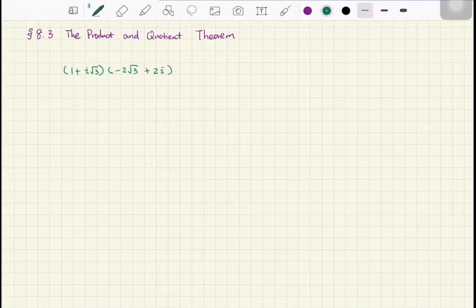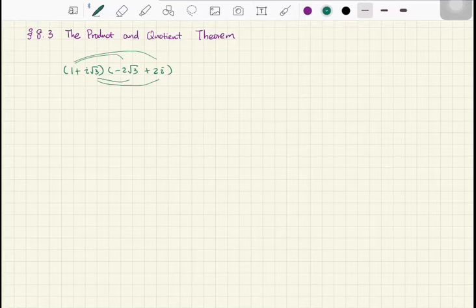So in section 8.3, we're going to be talking about two theorems, the product and the quotient theorem. The reason for talking about those two theorems is that when we have the rectangular form and try to multiply two complex numbers, it is very easy. We can just follow the FOIL method. For example, 1 plus i square root 3 times negative 2 square root 3 plus 2i. To do it, we can just use the FOIL method and it's pretty straightforward.